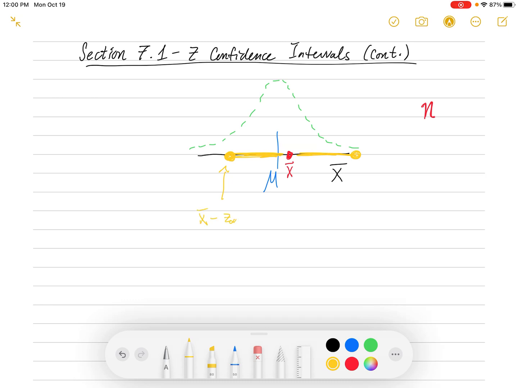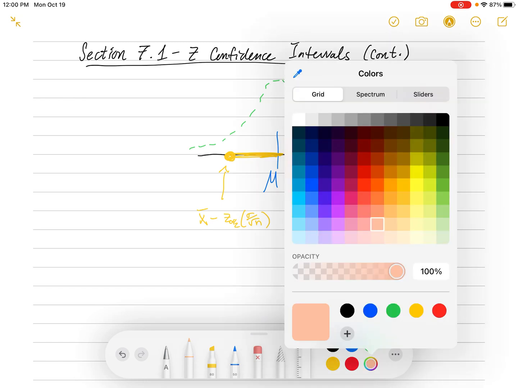So here on the left, you have what? X bar minus Z alpha over 2 times sigma over root n. And on the right here, you have X bar plus Z alpha over 2 times sigma over root n. So you're a certain percent, usually it's what, 90% or 95% or 99% confident that this blue mean is caught in between those two yellow numbers as endpoints.